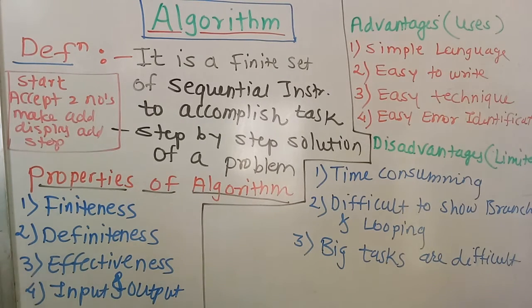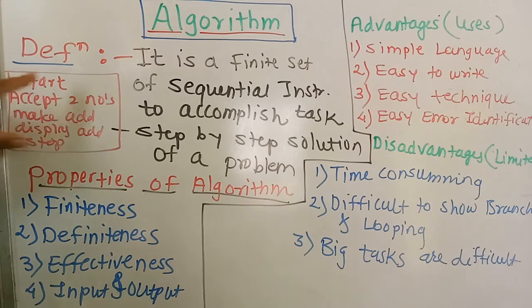Third is effectiveness. Effectiveness means every step must be basic and essential, so try to write only as many statements in your algorithm as will be converted into your programming terms. Let us take an example of this algorithm with its coding.